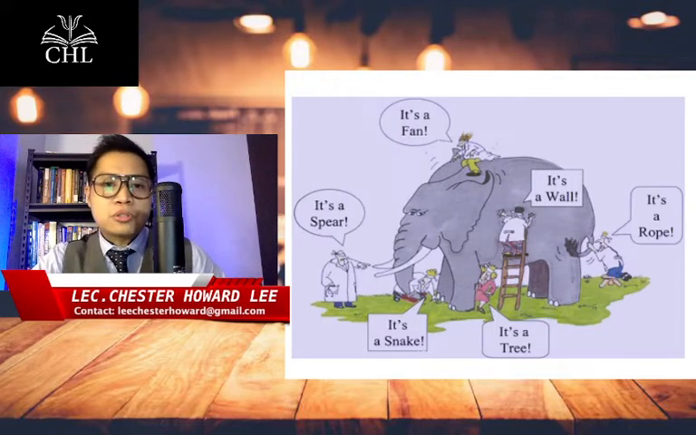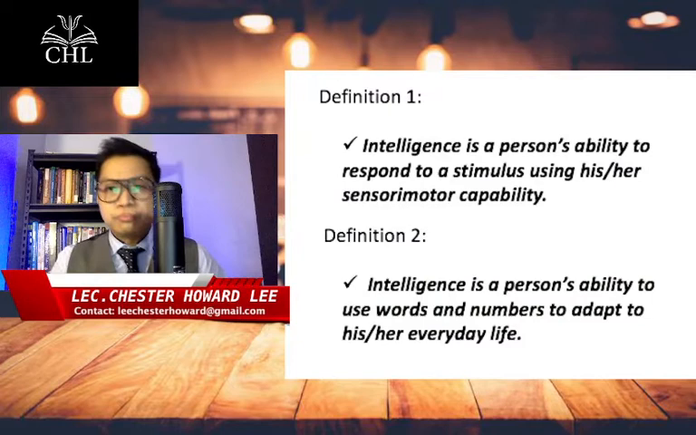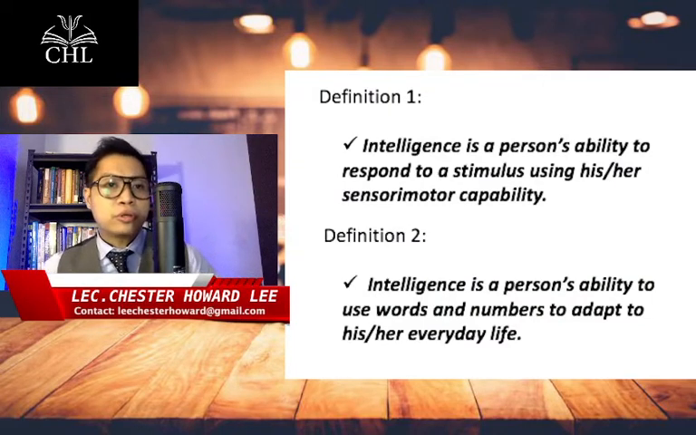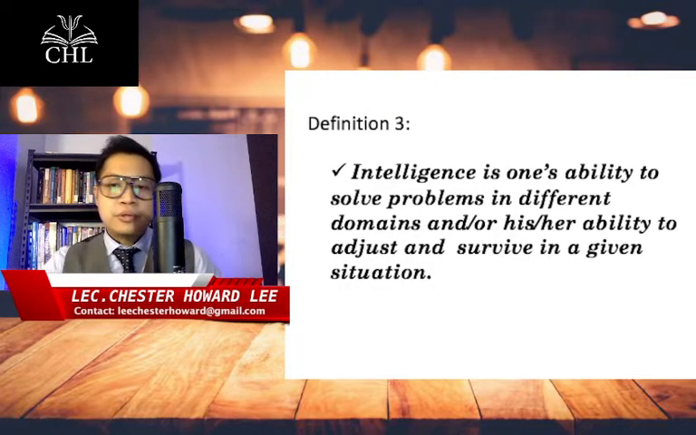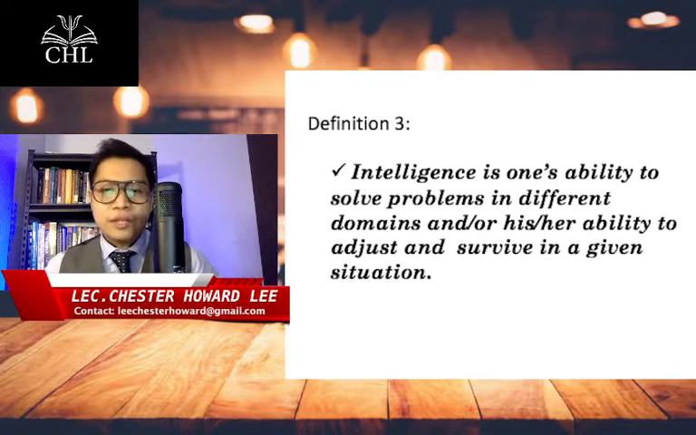So, some examples of definitions of intelligence. Intelligence is a person's ability to respond to a stimulus using sensory motor capability. Intelligence is a person's ability to use words and numbers to adapt to his or her everyday life. In another definition, intelligence is one's ability to solve problems in different domains or the ability to adjust and survive in a given environment. Tatlo pa lang yan. Definitely in the field, there are more than 3 definitions of intelligence, as in, ang dami.